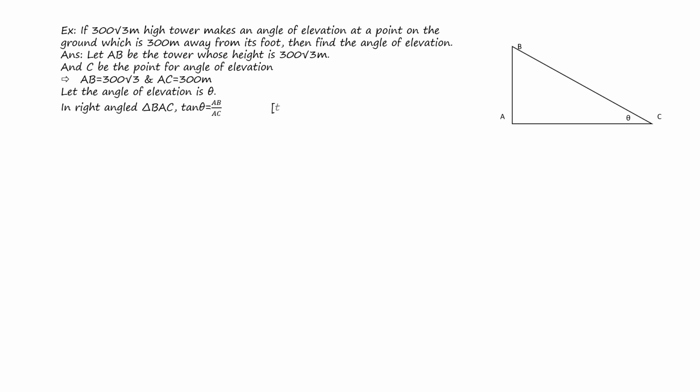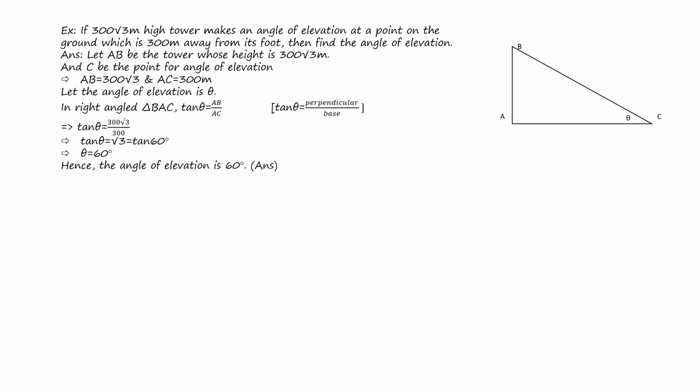Now in right angle triangle BAC, tan theta equals AB by AC, because tan theta is perpendicular by base. So tan theta equals 300 root 3 by 300. That means tan theta equals root 3. But what is root 3? It is nothing but tan 60 degree. That means theta equals 60 degree. Hence, the angle of elevation is 60 degree.